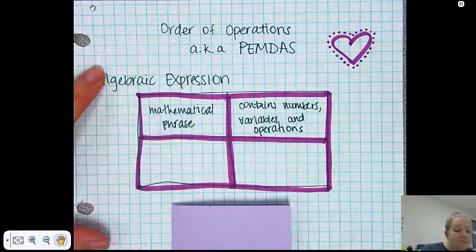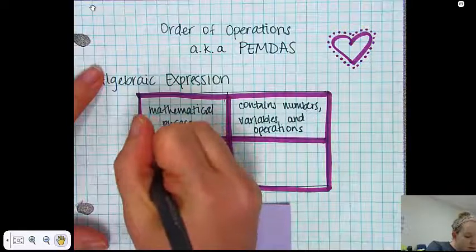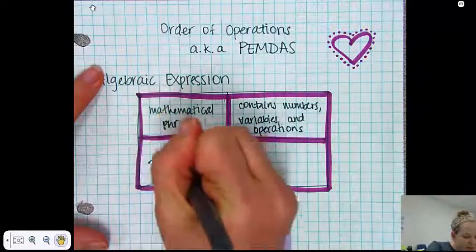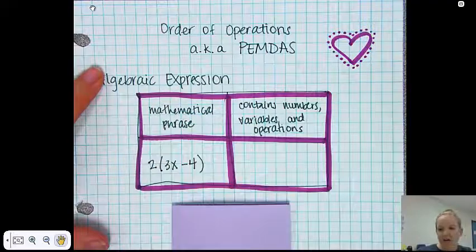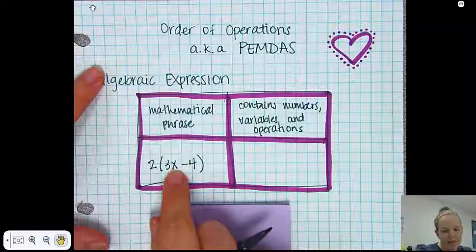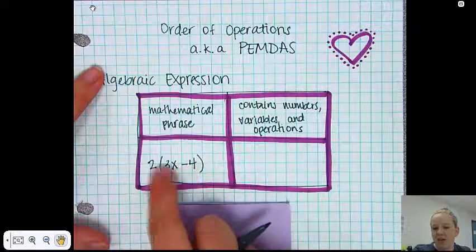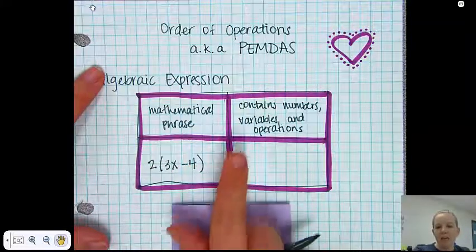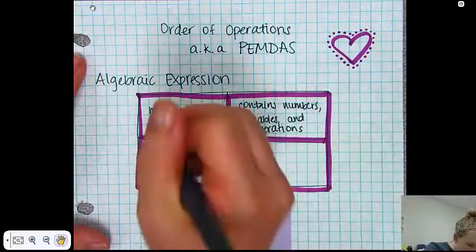So, for example, the expression 2 times 3x minus 4. This is an example of an algebraic expression. We've got numbers, we've got variables, the variable x, and we have operations. We have subtraction and we have multiplication. Okay? A non-example, so here's our example.